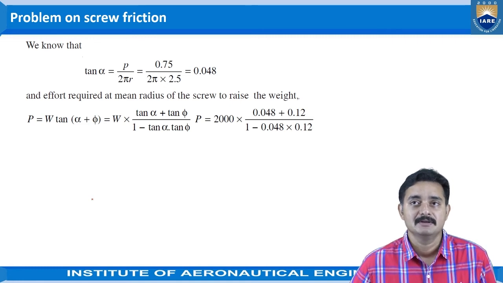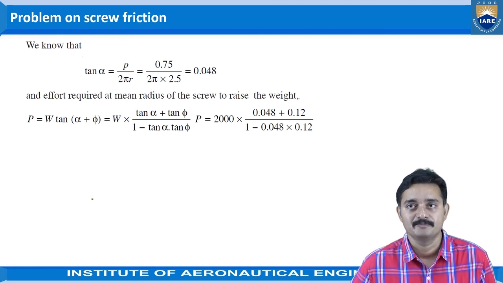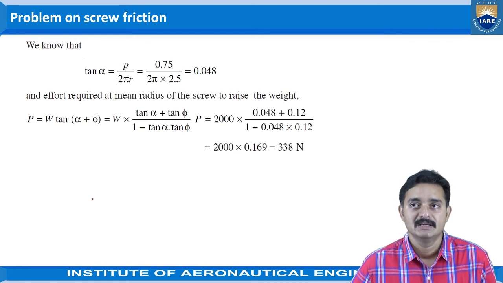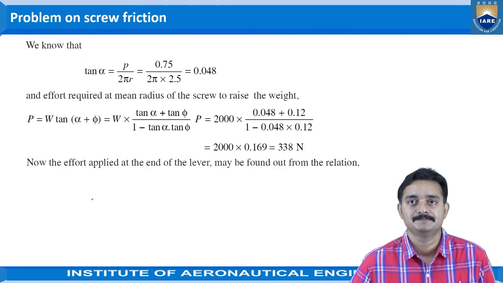So from this, when we substitute the values of the terms, we will get 2000 into 0.048 plus 0.12 by 1 minus 0.048 into 0.12. That is the value which we will be obtaining for P. And on further simplification, we will get 2000 into 0.169, that is equal to 338 Newton.